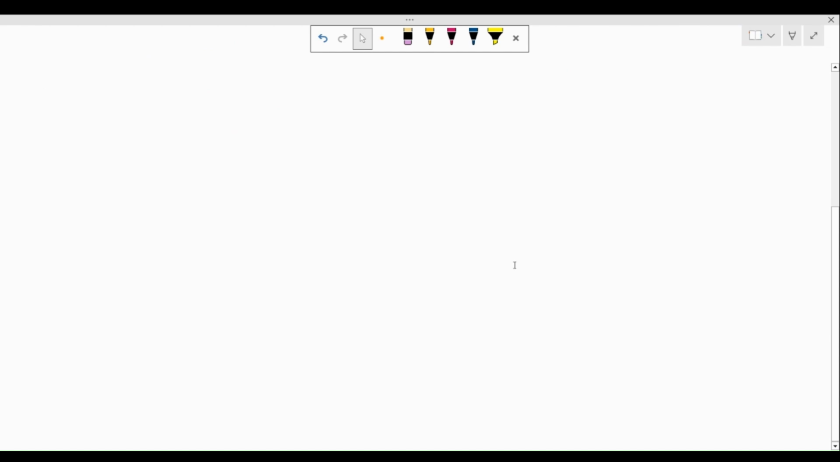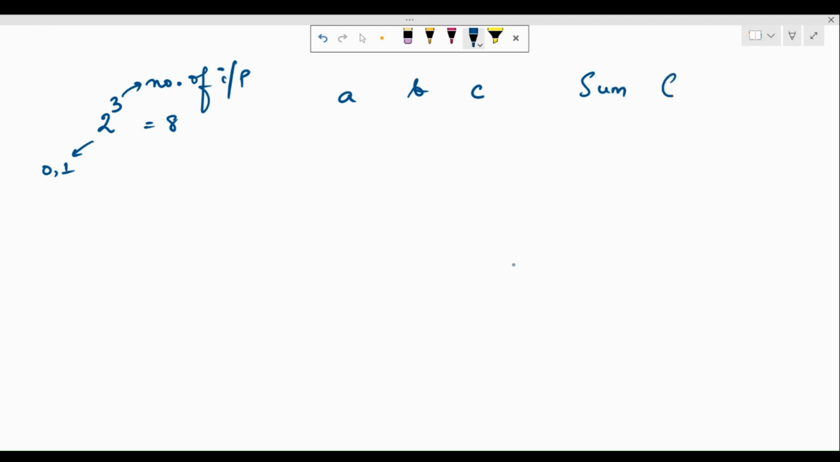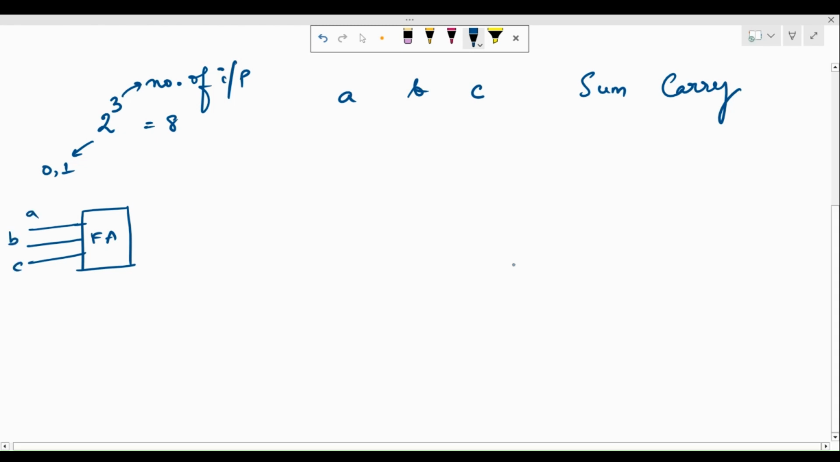Since there are going to be three inputs and all of this is being dealt with in binary, we are going to have 2 to the power of 3 combinations of inputs possible, since 2 is the number of symbols, 0 or 1, and 3 is the number of inputs. So we'll have 8 combinations. Let's say A, B, and C are our inputs to the full adder. The sum and the carry are the outputs. So I have a black box, which is a full adder. I am providing three inputs to it, A, B, and C. It should generate the sum and the carry.